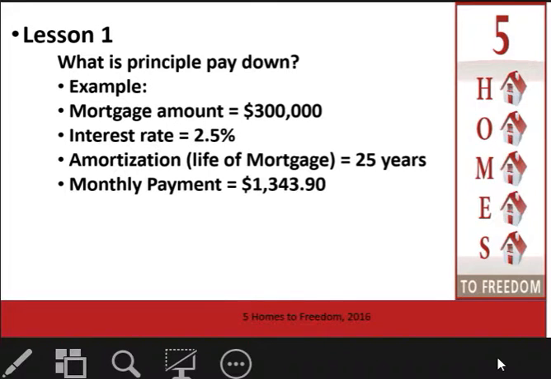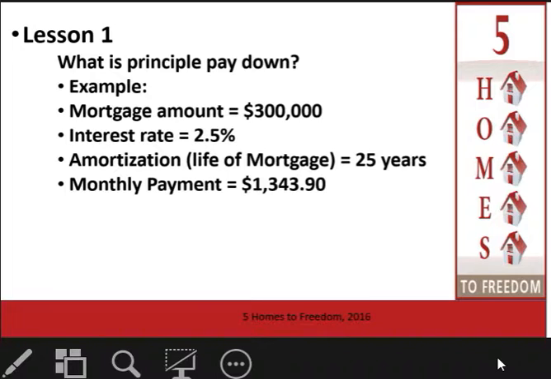We're going to use a mortgage amount of $300,000 with an interest rate of 2.5%. The amortization is 25 years. And again, amortization is referring to the length of the life cycle of that particular mortgage. It could be 20 years, it could be 30 years. It's whatever you manage to negotiate with the lender. Sometimes the lender will dictate what it is. Sometimes you can ask for a longer or shorter amortization period.